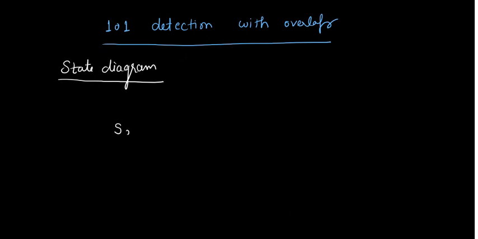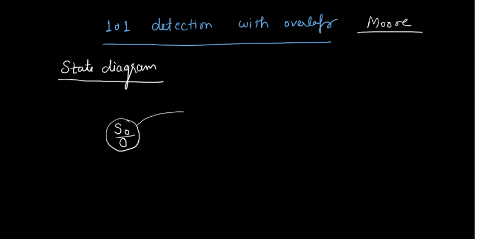We are in S0 state, so we are waiting for 101. There is no flag, and since it's a Moore type of design, a Moore finite state machine, the output only depends on the present state. So we will write the output like this. So we are at S0, we are waiting for 101 to happen.